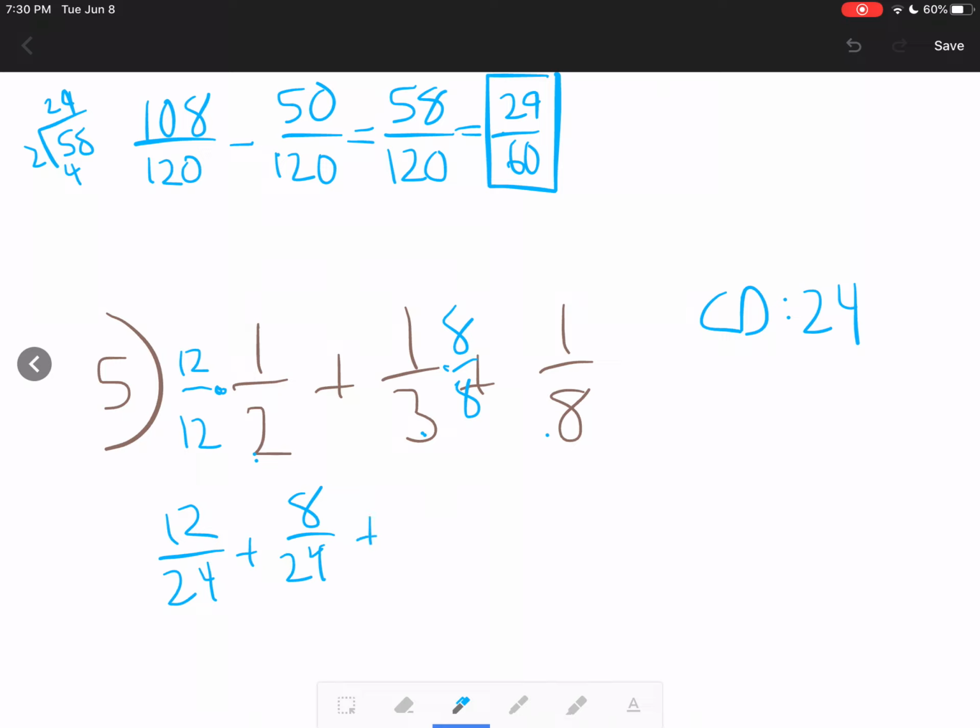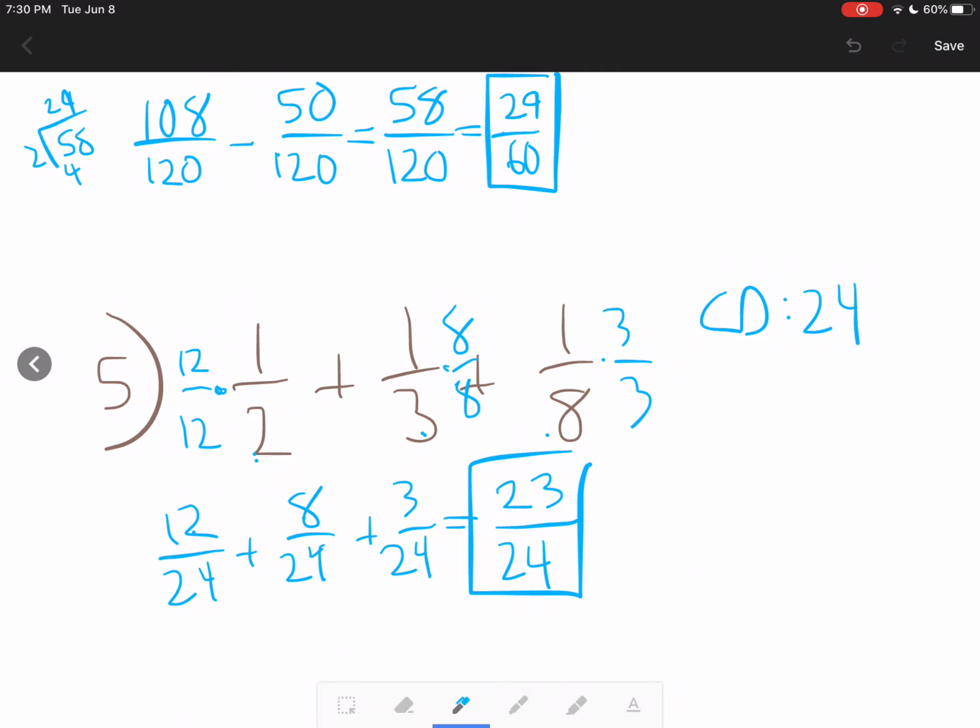And then add this one right here, and I'll need to times this by 3 over 3, and that'll give me 3 over 24. And so again, I just need to add my numerators together. My denominator will be 24. And so I have 12 plus 8, which is 20, plus 3 is 23. Box it, walk away. That can't be reduced.